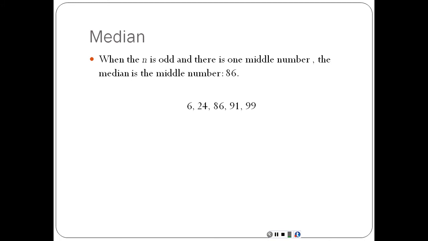When n is odd, that makes things easy because there's just one middle number. For instance, if our n is 5, in this case the median would be the middle number, which would be 86.